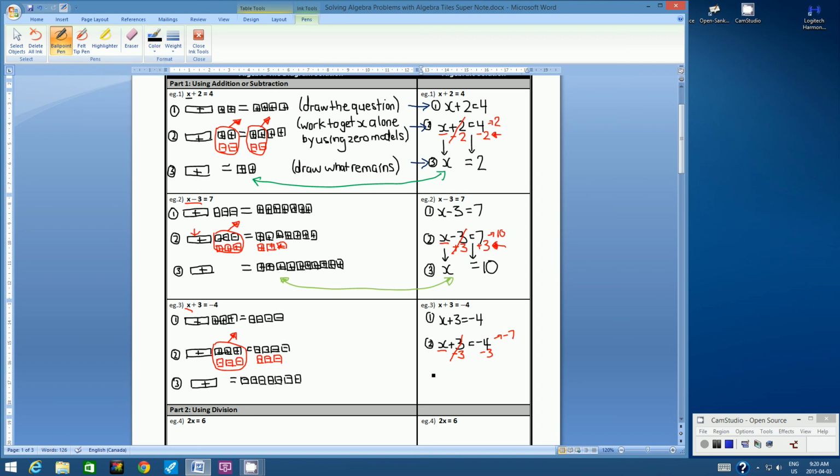Okay, so step 3, we draw what remains. What remains is x. This cancels each other out. This is an equal sign, and we already determined that our answer was negative 7. Now again, this diagram should equal this algebraic solution. That's one way of checking your answer.